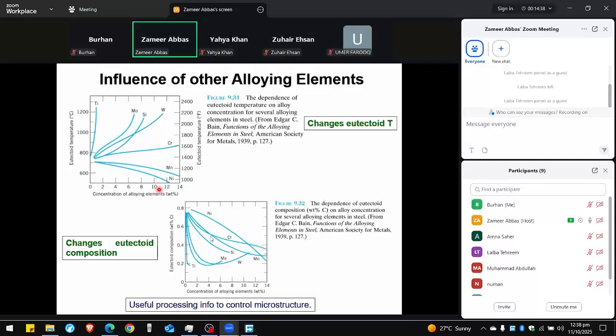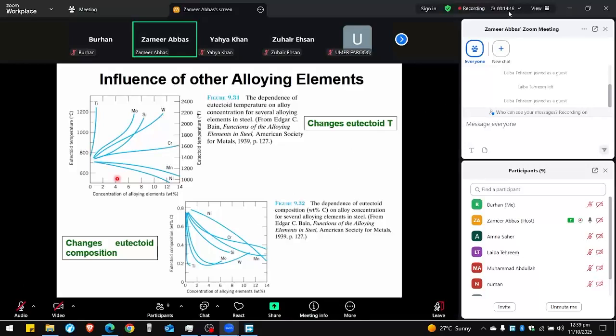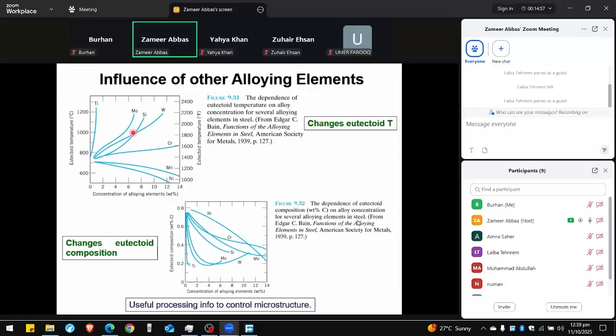So, looking at the diagram, what does it tell you about these elements? They push the eutectoid temperature to higher temperatures. That means they mostly stabilize alpha phase. Those that decrease it expand the gamma phase. It means they expand the field of gamma to lower temperatures, push the gamma field upward.